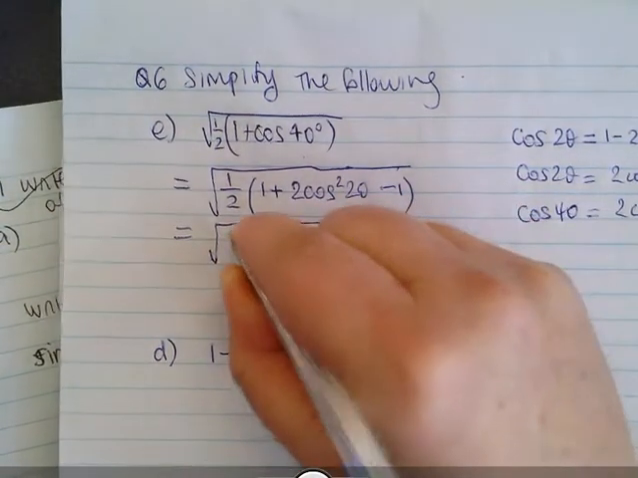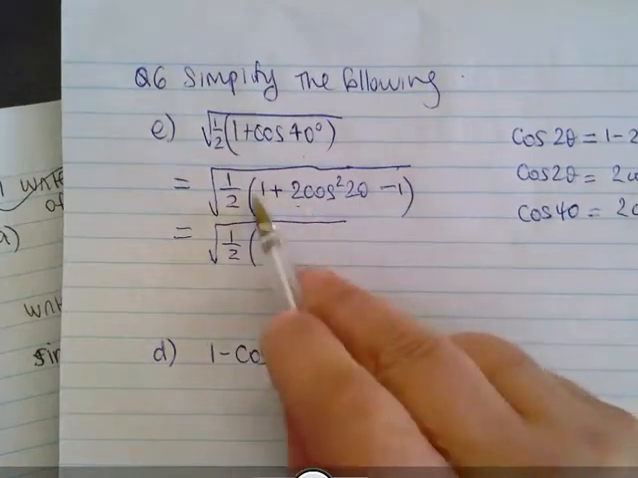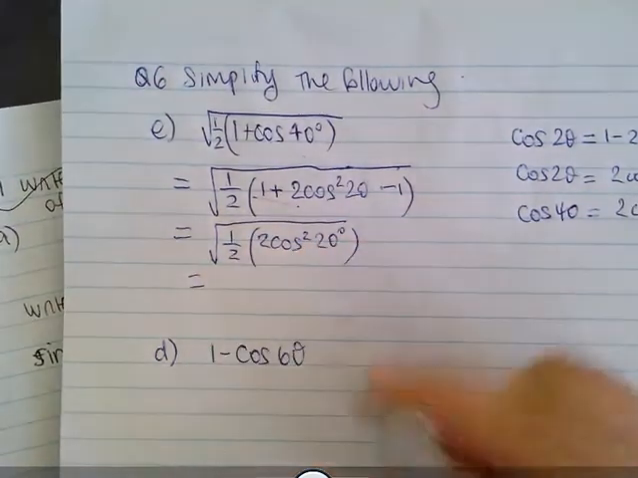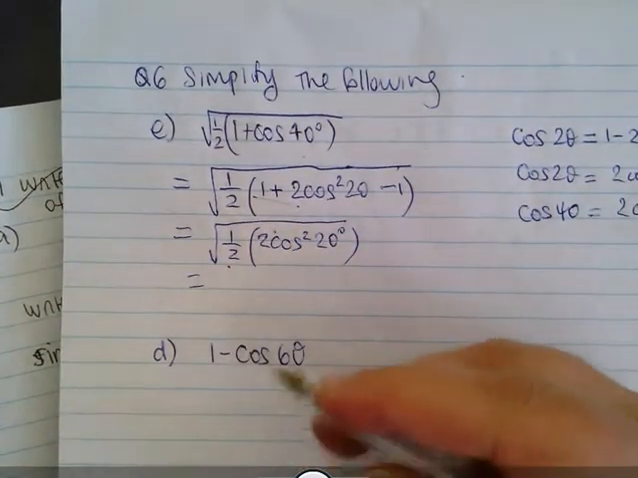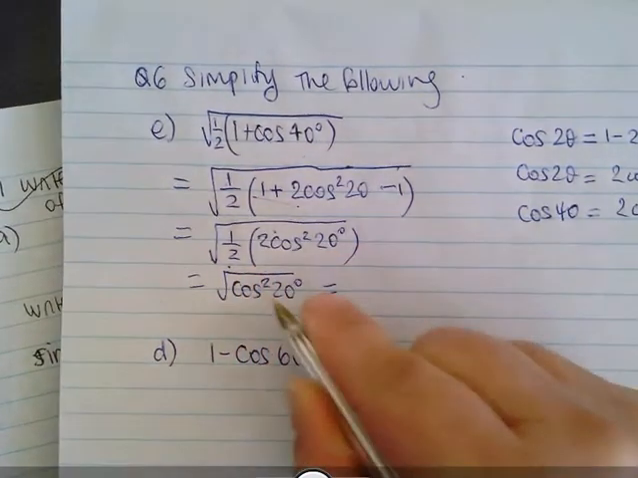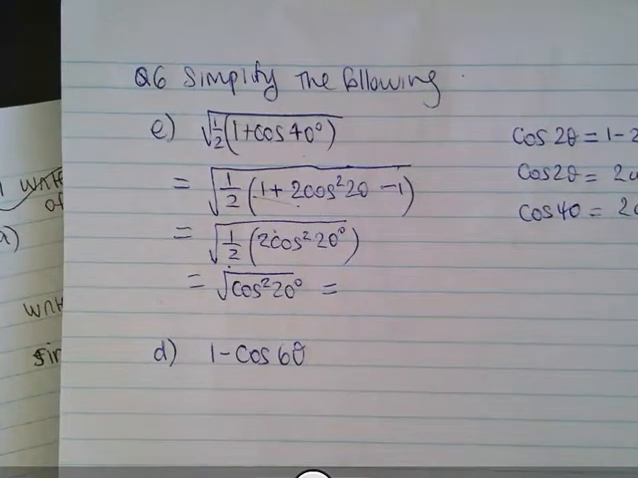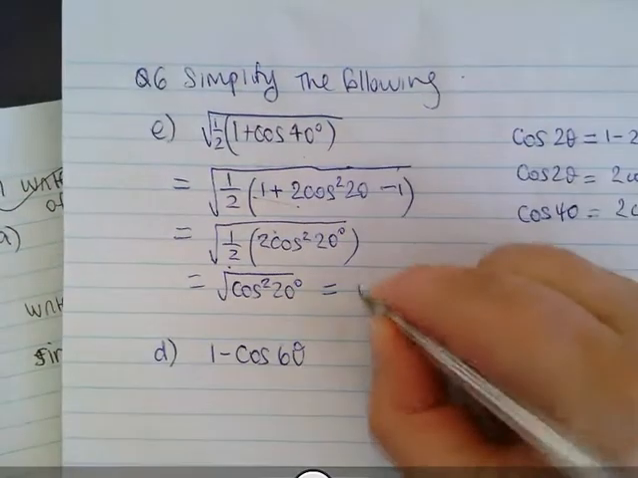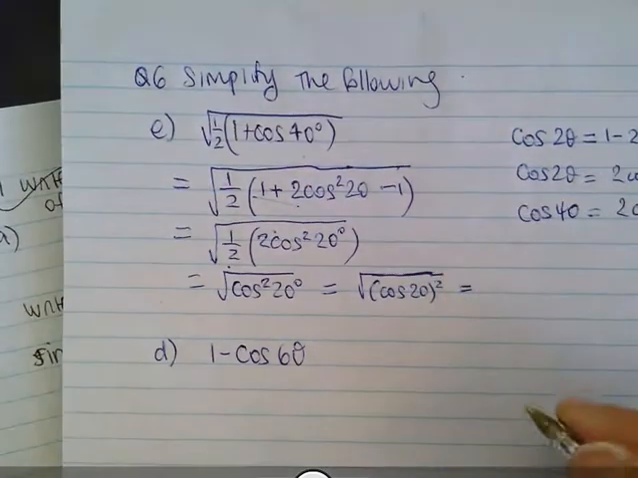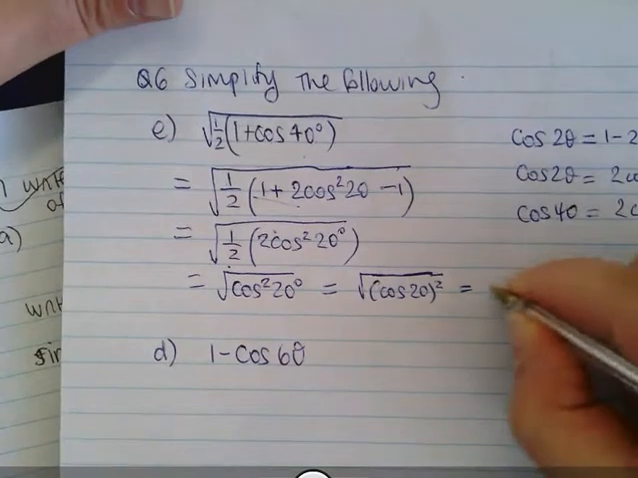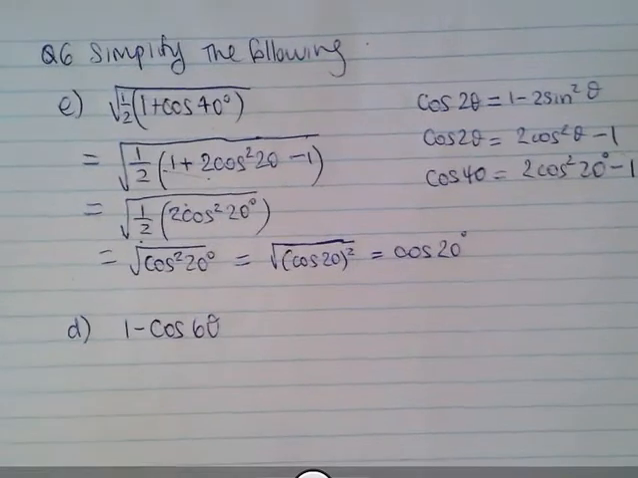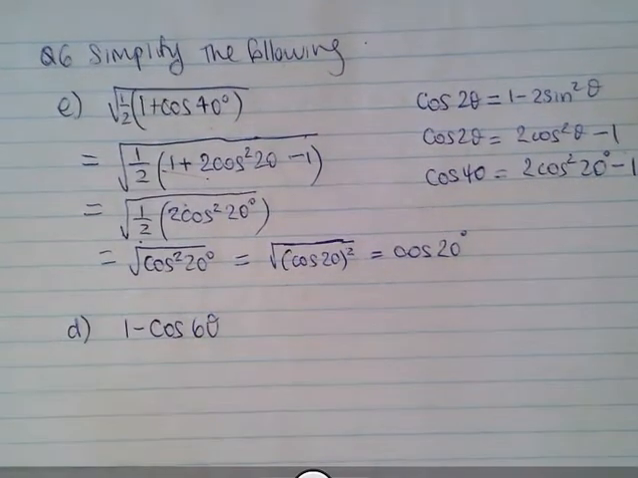Which is the square root of a half times what? 2 cos squared 20. What happens with the half and the 2? They cancel. It's just the square root of cos squared 20. Do you know cos squared 20 means cos 20 times cos 20? That's how you write cos 20 squared. What's the answer? It's cos of 20. You don't actually have to work it out, but that's how you would simplify that expression.